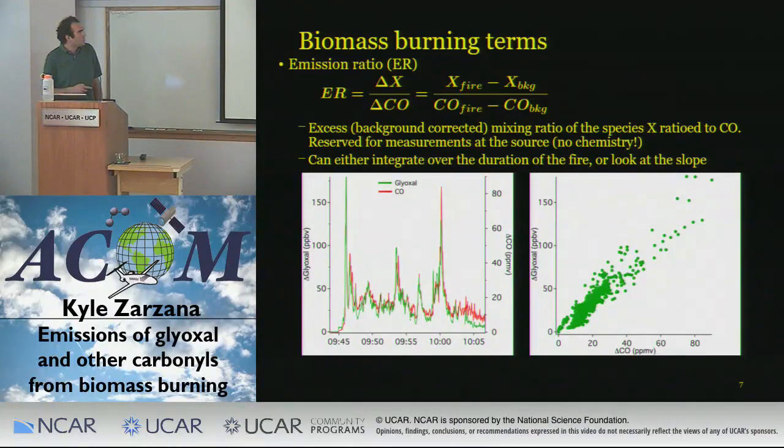So the first one is the emission ratio, and it's the background corrected mixing ratio of some species X divided by the background corrected CO mixing ratio. And this is reserved for measurements just made at the source. So there's no chemistry, this is just straight fresh emissions. And to get this, you can either integrate over the course of the fire, or you can look at the slope of Glyoxal, in this case Glyoxal versus CO. And so this is some data from the lab experiment that we did.